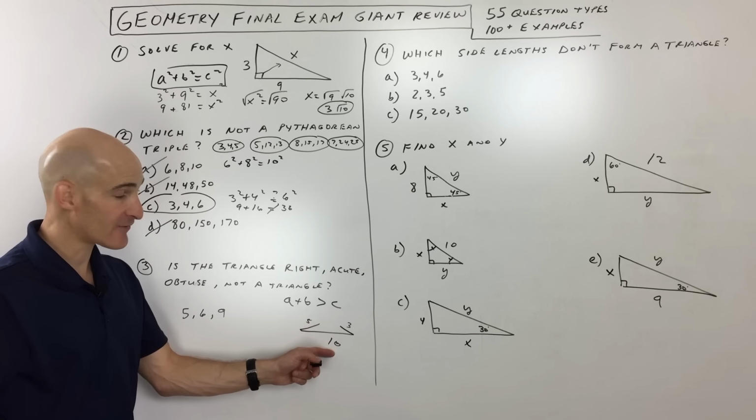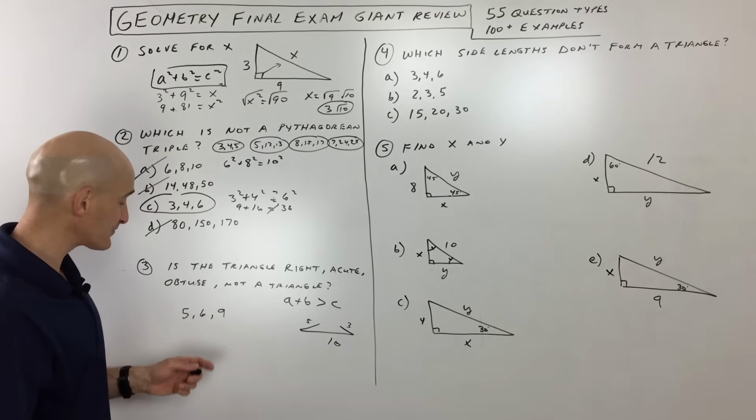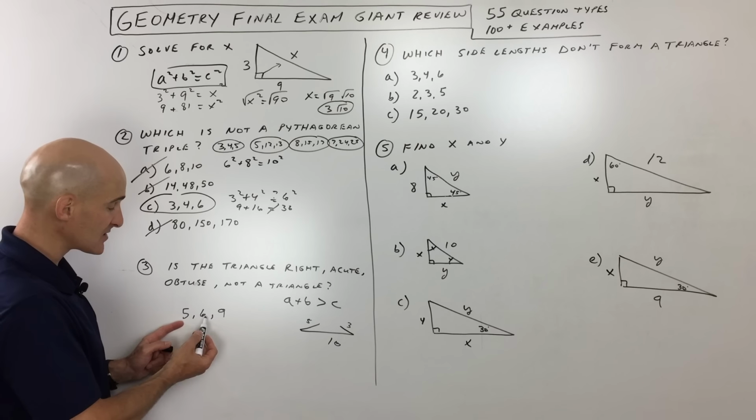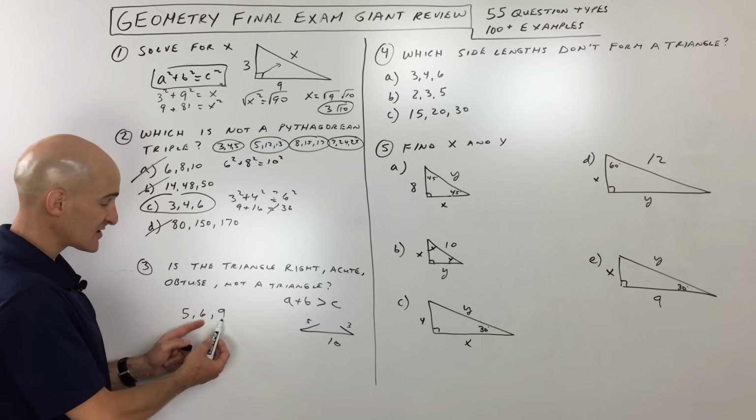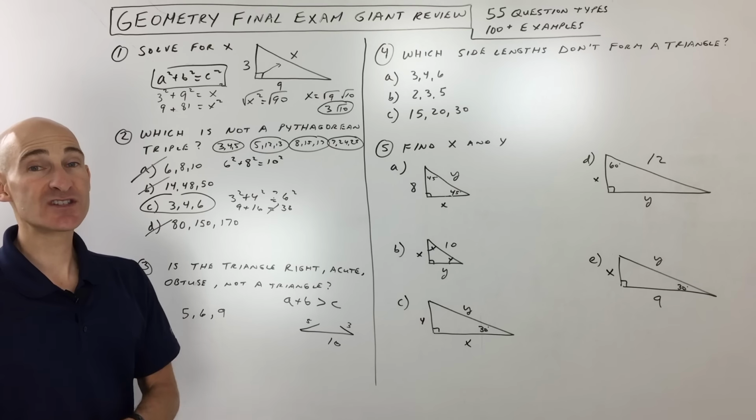So any two sides have to add up to more than the third side, right? So let's check that first. 5 plus 6 is 11, that's more than 9. 5 plus 9 is 14, that's more than 6. 9 plus 6 is 15, that's more than 5. So we know that this does form a triangle.